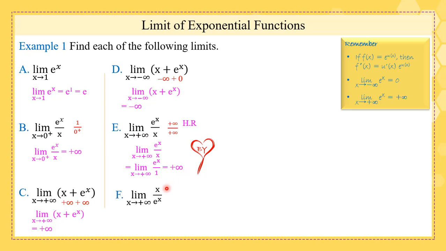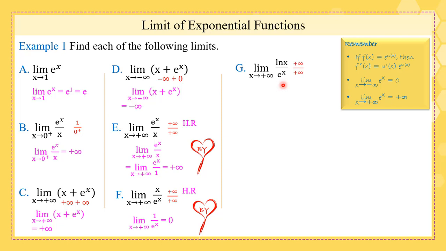Now, this limit, the limit of x over e^x as x tends to plus infinity, also by substitution we get plus infinity over plus infinity. We can also apply L'Hopital's rule. Now, the derivative of x is 1, the derivative of e^x is e^x, and this becomes 1 over plus infinity, which is 0. Now, this could also be memorized by heart. Now, the limit of such a function at plus infinity, also we get plus infinity over plus infinity. We apply L'Hopital's rule. The derivative of ln x is 1 over x, and the derivative of e^x is e^x itself. And after we substitute, we get 0.